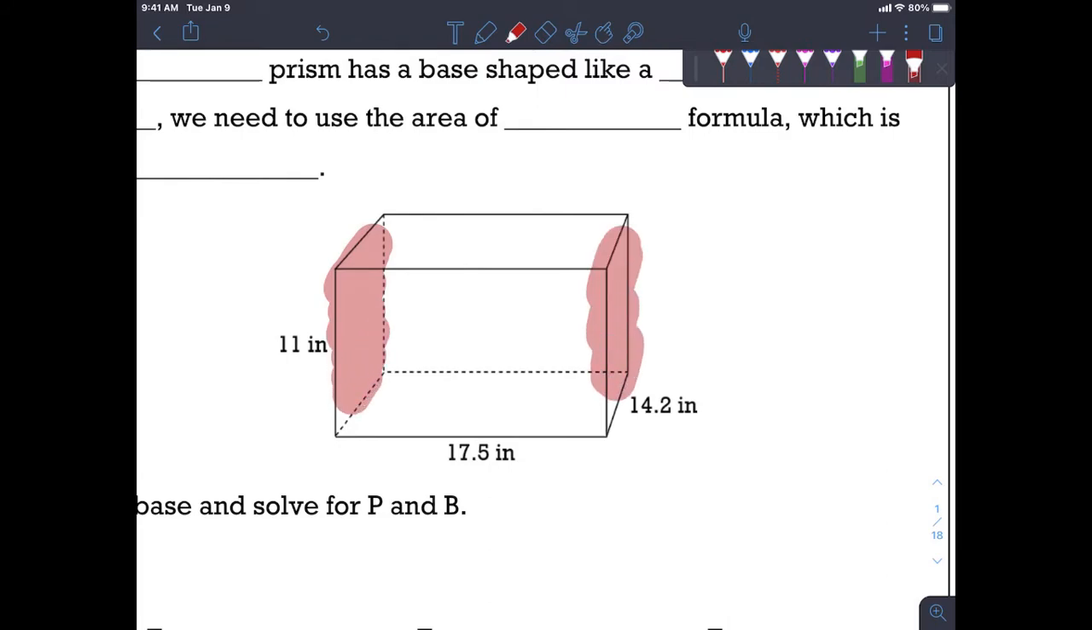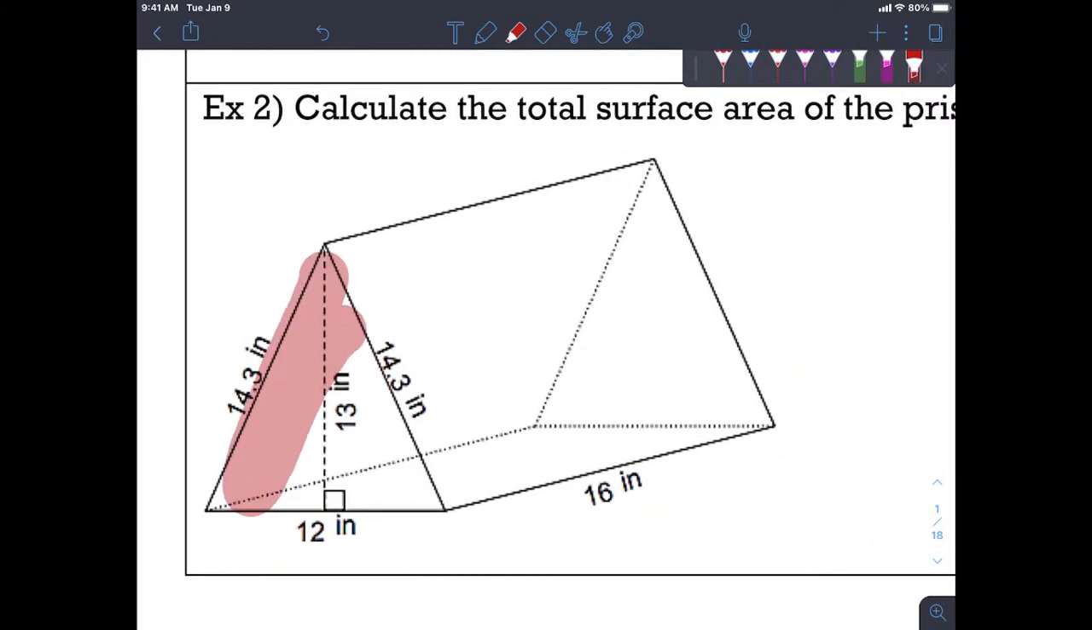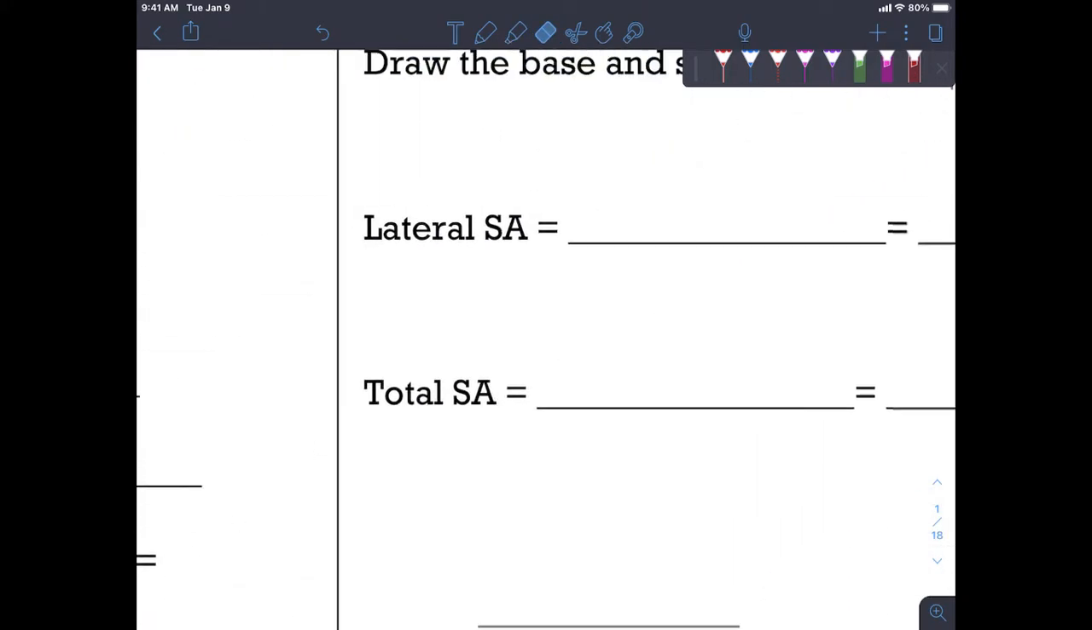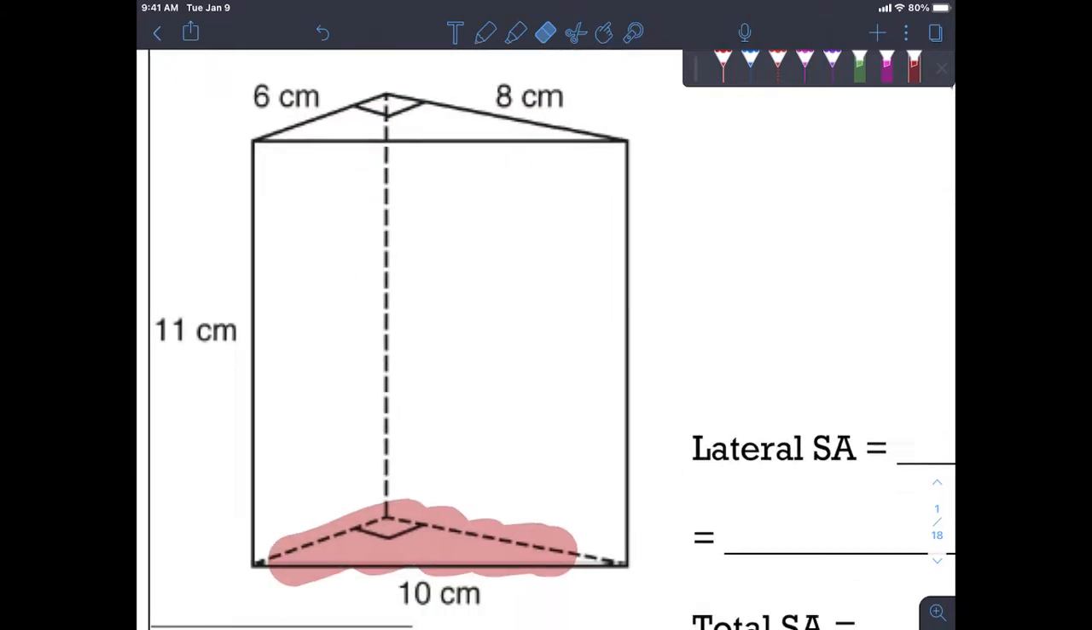But here I see that the two square sides, or what looks like a square side, are going to be my top and my bottom. Same thing here. I see the triangles, so I'm going to use those as my top and my bottom, my bases. Okay, so let's go ahead and get started and run through a few of these items.